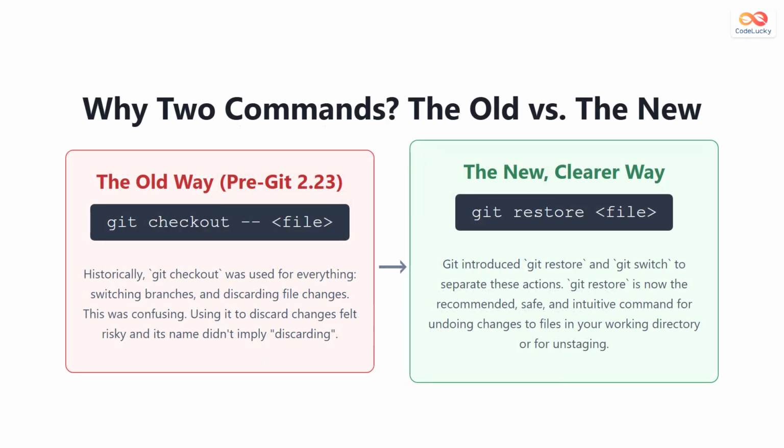You might see older tutorials using git checkout to discard file changes. This worked, but it was confusing because the same command was used for both switching branches and discarding work. To make things clearer, Git introduced git restore. Today, it's best practice to use git restore for undoing changes to files, as its name clearly states its purpose.